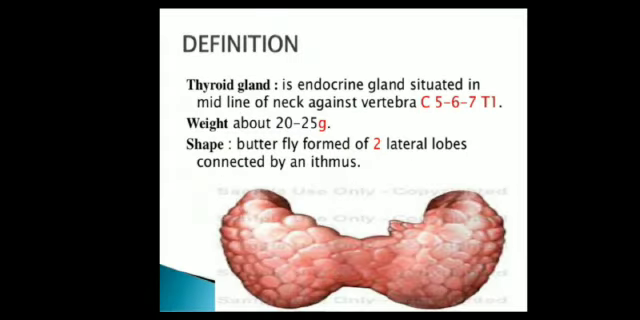Definition: thyroid gland is an endocrine gland situated in the midline of the neck against vertebrae C5, C6, C7 and T1. It weighs about 20 to 25 grams. The shape is of a butterfly formed of two lateral lobes connected by an isthmus. You can clearly see in the diagram here.